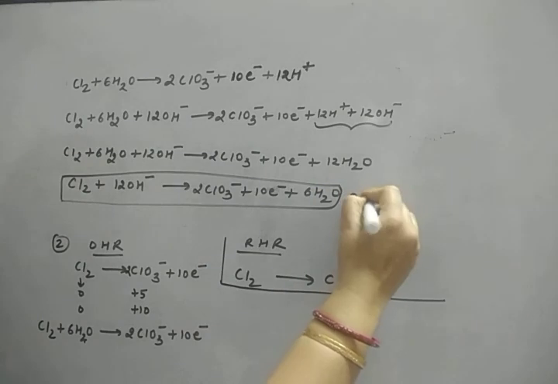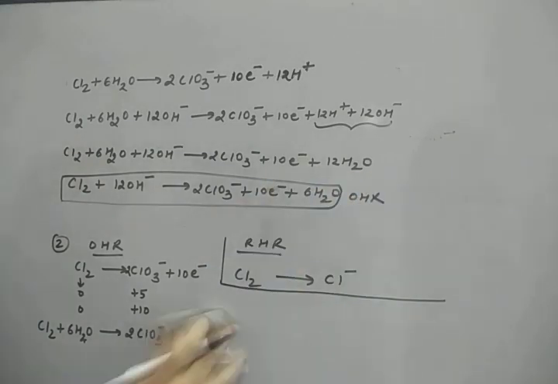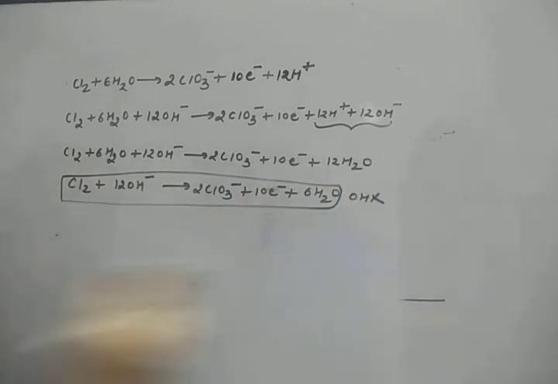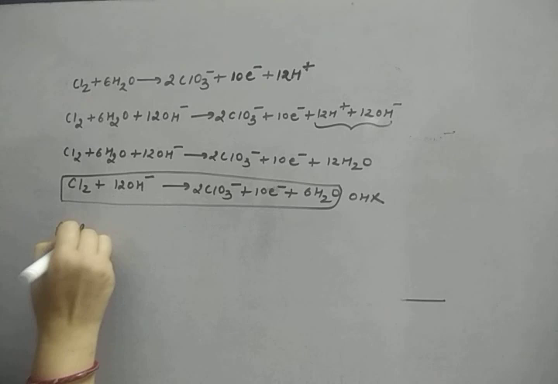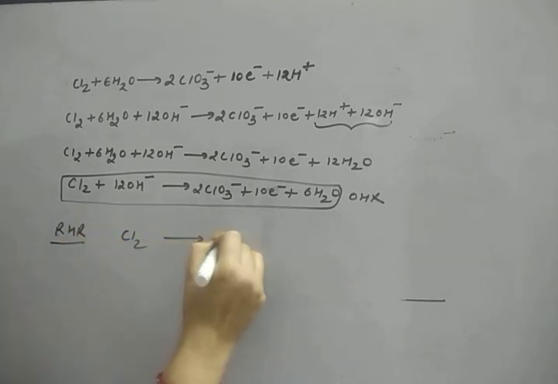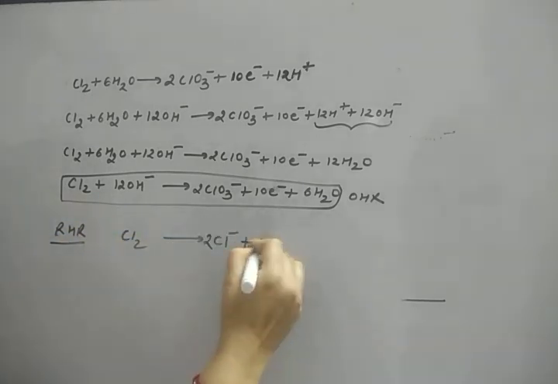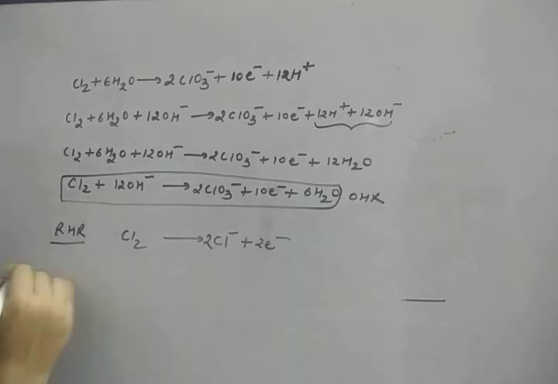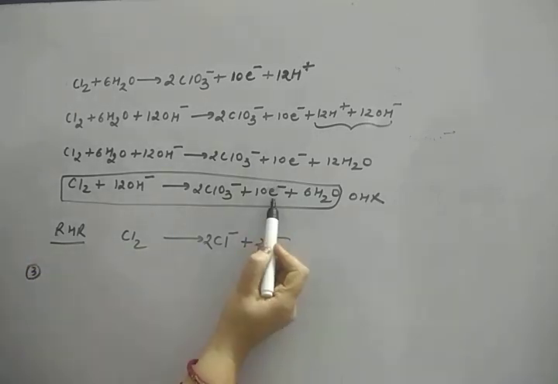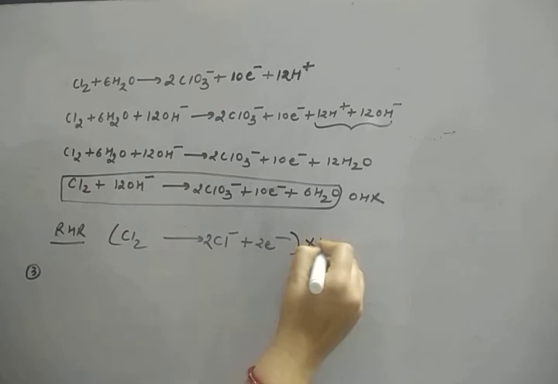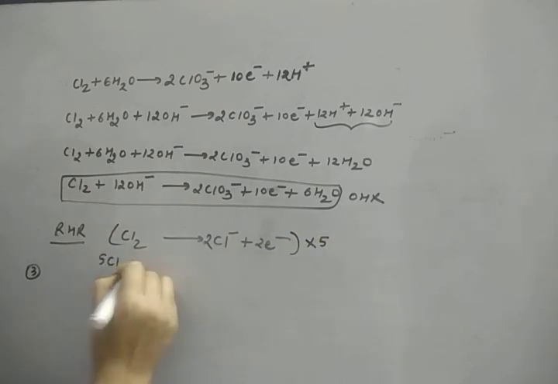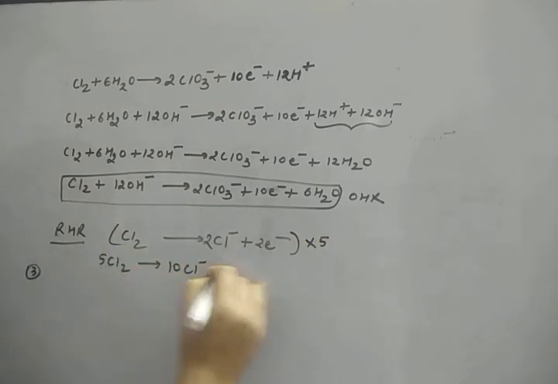Okay. Now we'll balance the reduction half reaction. So reduction half reaction is Cl2 gives Cl minus. So I will write 2 here and 2 electrons. That is over because no hydrogen, no oxygen atoms are there. Now in the third step, we'll finally add the two equations. Now this equation is having 10 electrons. So definitely I should multiply this with 5. So 5Cl2 gives 10Cl minus plus 10 electrons.